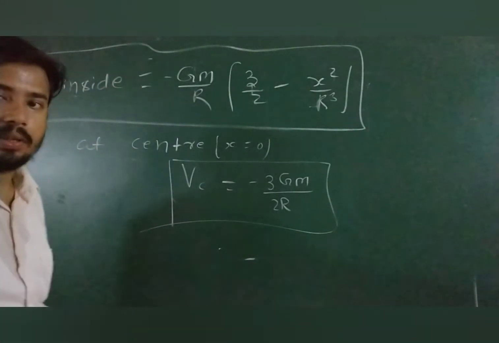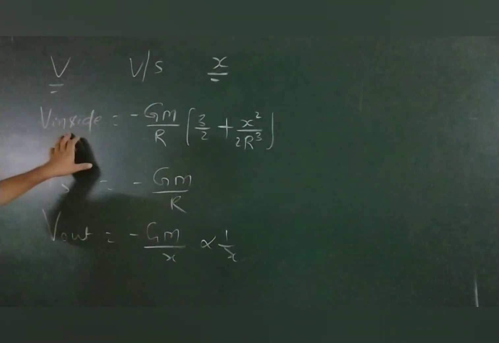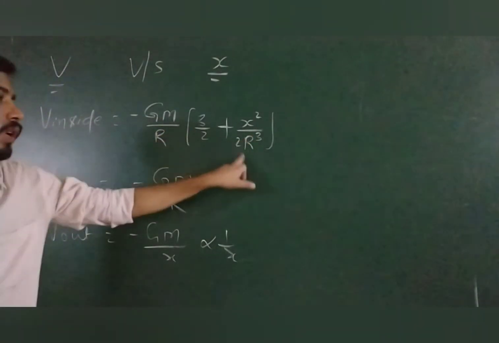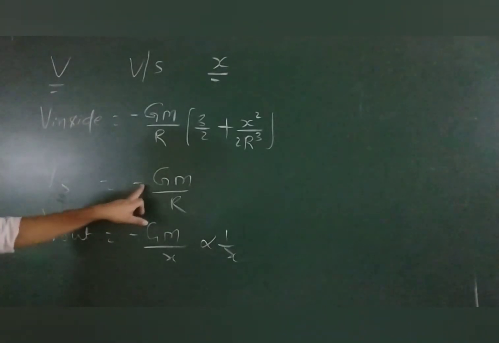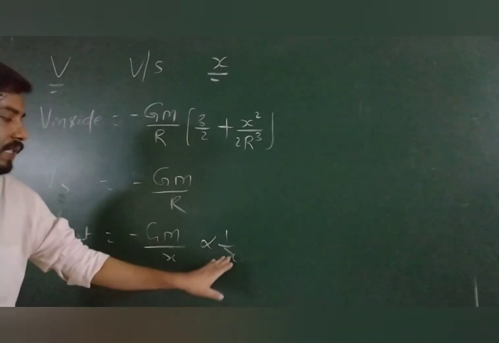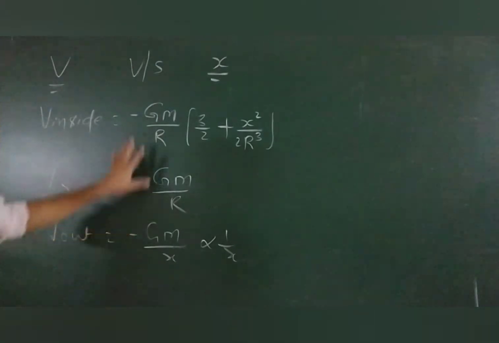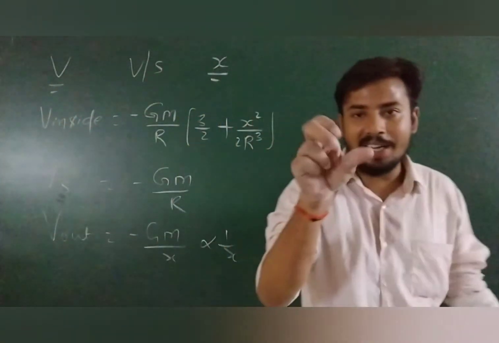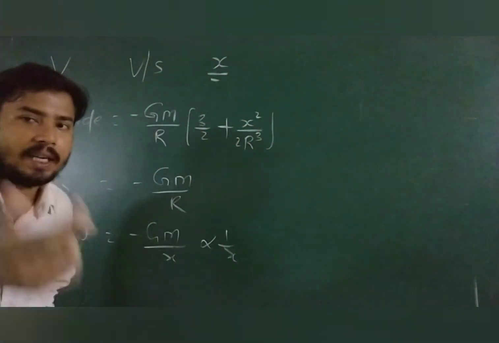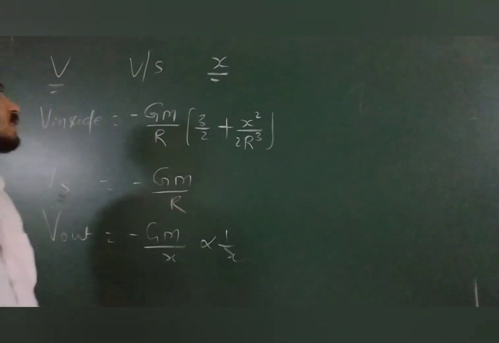Potential versus x. So inside, the gravitational potential is minus Gm by R times 3 by 2 minus x square by 2R cube. At the surface, it is minus Gm by R, and outside the surface, minus Gm by x, or simply you can say it is inversely proportional to x. Then this minus represents that the field is attractive in nature. So for a very small time, like 5 seconds, 10 seconds, forget this sign.